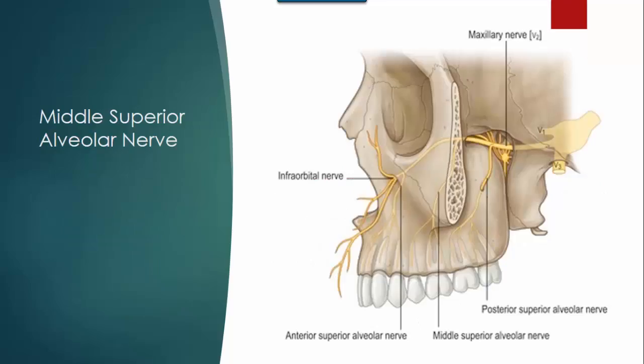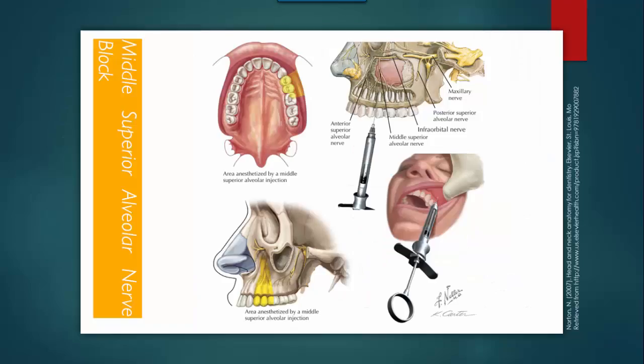The middle superior alveolar nerve branches off the infraorbital branch of the maxillary nerve within the infraorbital canal. Some studies have shown that up to 50% of individuals don't have an MSA. This injection anesthetizes the maxillary premolars as well as the mesiobuccal root of the first molar. It also anesthetizes the buccal tissue and the periodontium.